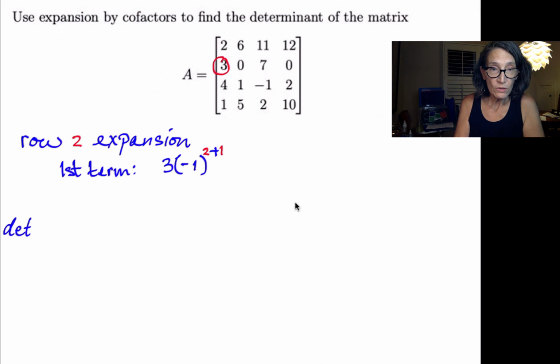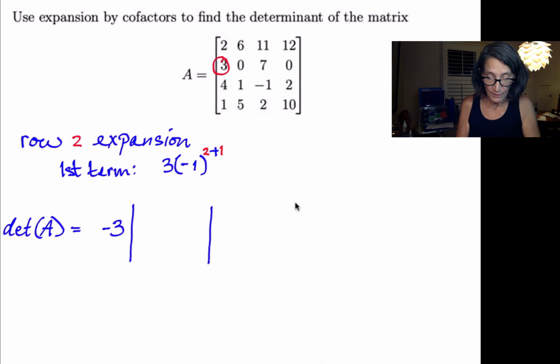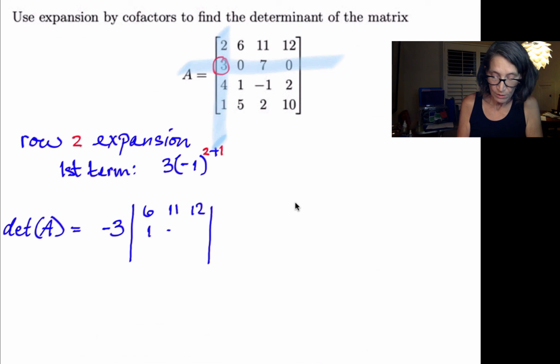All right, so let's start writing down the determinant. The first term is negative 3 times a smaller determinant. And so the smaller determinant is going to be the determinant of the 3 by 3 matrix we get by deleting the column and the row that the a_21 entry is in. So we're deleting the second row and the first column. And so that means we're taking the determinant of this 3 by 3.